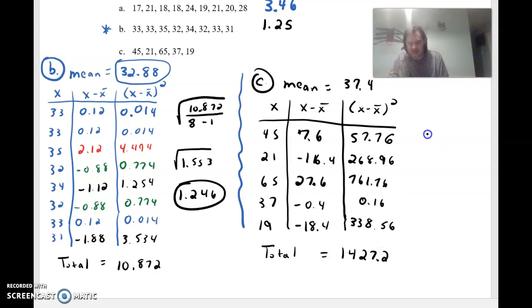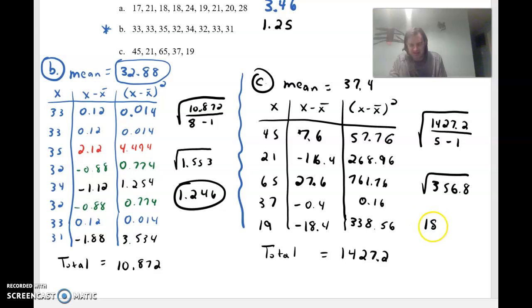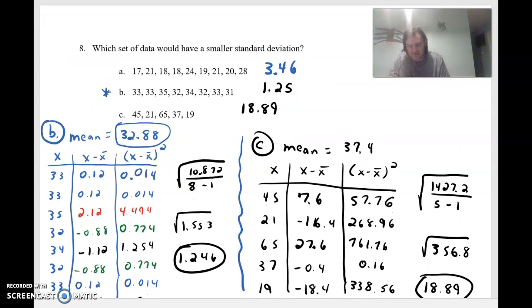1427.2. So remember, the goal is to take that number, 1427.2, and divide it by 1 less than how many items there were, and there were 5. So I'm dividing by 4. So I'm going to take that number, divide it by 4, which gives me 356.8, and I got to take the square root of that. So I get 18.89 as the standard deviation there, 18.89. Now, make sure you're able to somewhat get these answers.